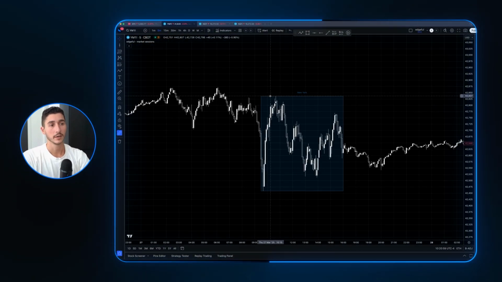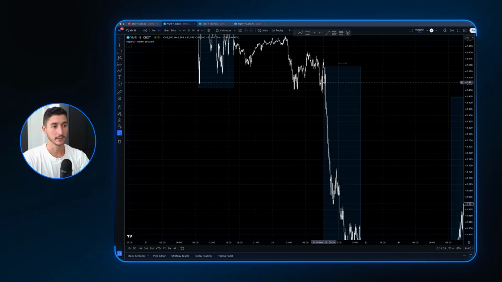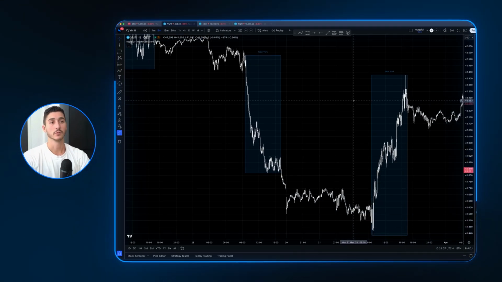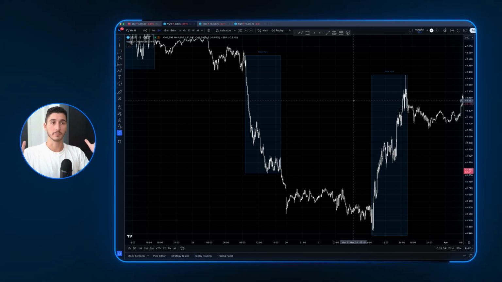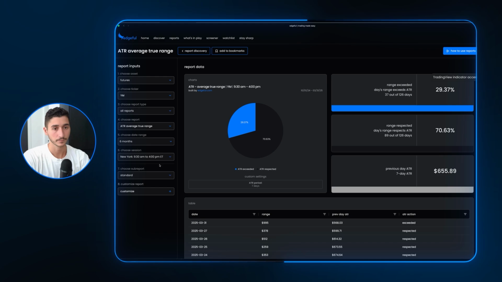So this would be a day where price respected. And then obviously these 2 days price exceeded. So this helps you understand the boundaries of the price action and the range that is possible for today.